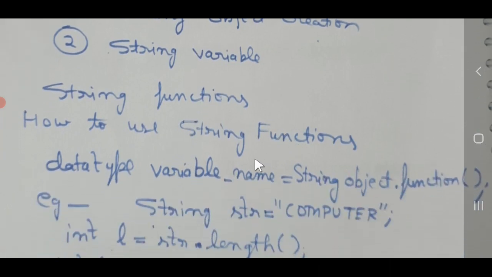How to use string functions here: data type variable name or variable underscore name equals to a string object dot function parenthesis semicolon, because the function is followed by a parenthesis, so I have written parenthesis here, semicolon. Just see one small example to understand this. Actually, I have not specified any particular data type because we never know what type of value a function is going to return. So that's why just plain data type is there. Data type variable name equal to string object dot function parenthesis semicolon.